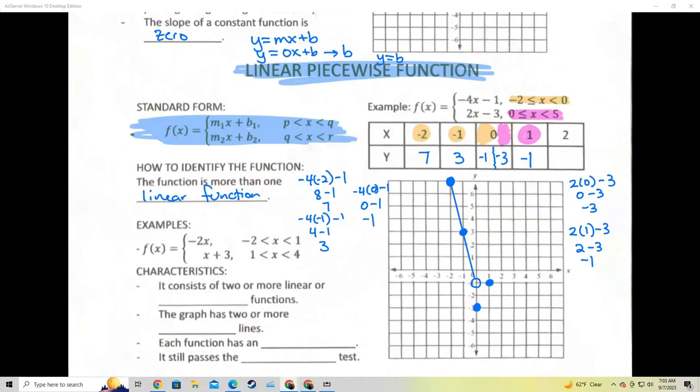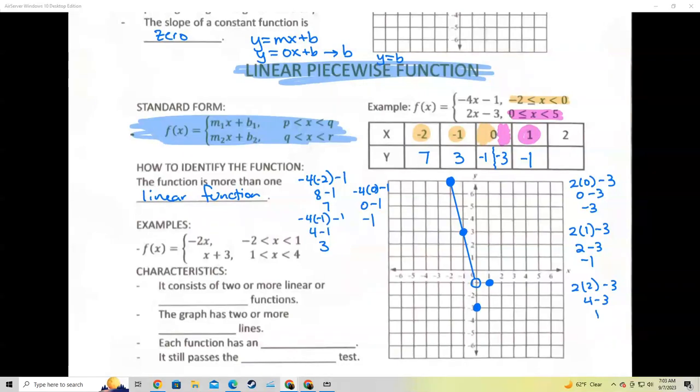And then the last one I'm going to check is 2. 2 does not belong to the numbers between -2 and 0, but 2 does belong to these numbers. Therefore, I'm going to be using the bottom set. I'm going to plug in the 2 there. I get 2 times 2 minus 3. That's a 4 minus 3. That's a 1.